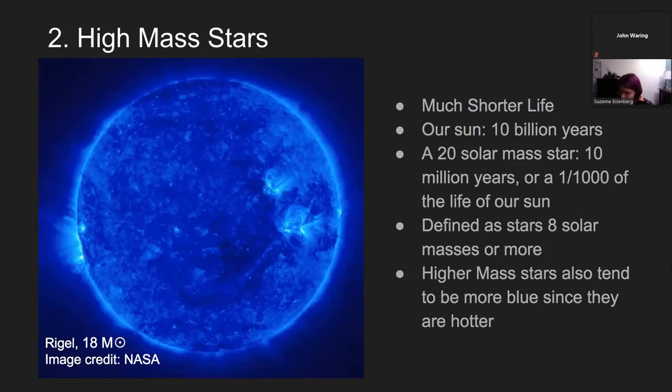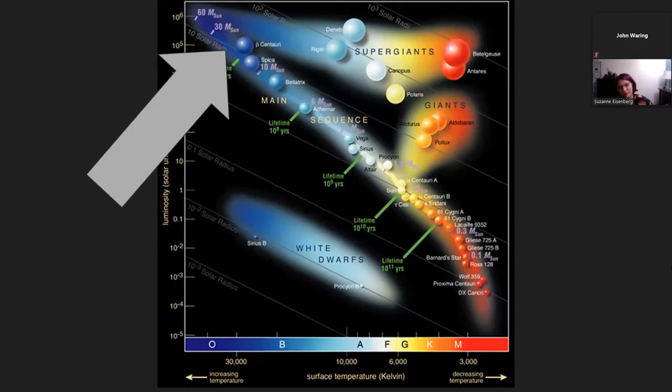So after that, the second step is a high mass star. So these tend to be more blue and more hot, but they also tend to burn out more quickly. An example of this would be our sun has a lifespan of about 10 billion years. But if we had a star 20 times the mass of our sun, it would only last for about 10 million years, which is about 1,000th the lifetime. So these are the high mass stars. And if you look at them in the HR diagram, they tend to be towards the upper left area of the graph.